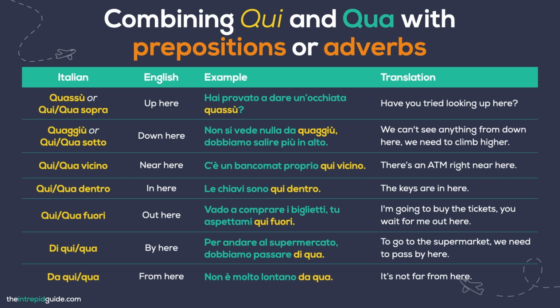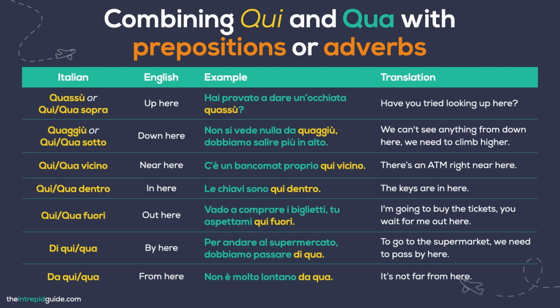Qui, qua vicino, meaning near here. For example, C'è un bancomat proprio qui vicino. There's an ATM right near here. Qui, qua dentro, in here. For example, Le chiavi sono qui dentro. The keys are in here. Qui, qua fuori, out here. For example, Vado a comprare i biglietti. Tu aspettami qui fuori. I'm going to buy the tickets. Wait for me out here.